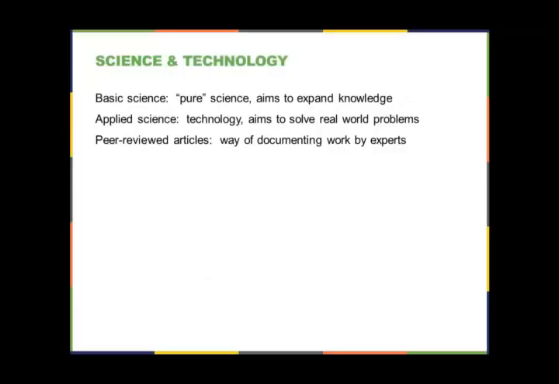So when we look at science, basic science or pure science aims to expand knowledge. It's basically studying science for the purpose of expanding your knowledge. Applied science is what technology is. It aims to use science to create solutions to real-world problems. One of the ways that scientists will document their work is through peer-reviewed articles. The idea of them being peer-reviewed is that if other experts in the field look at their work, they're able to go through, critique it, look for possible errors and sources of mistakes, and help to improve the work overall.